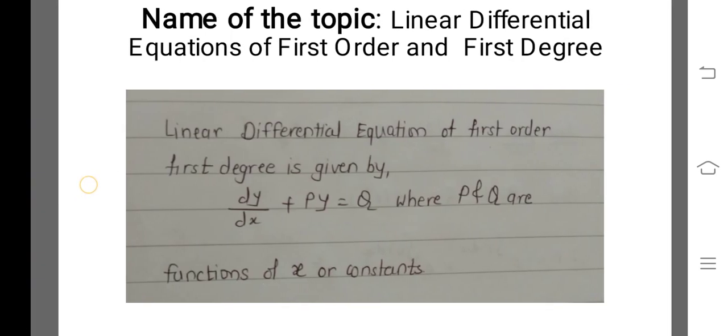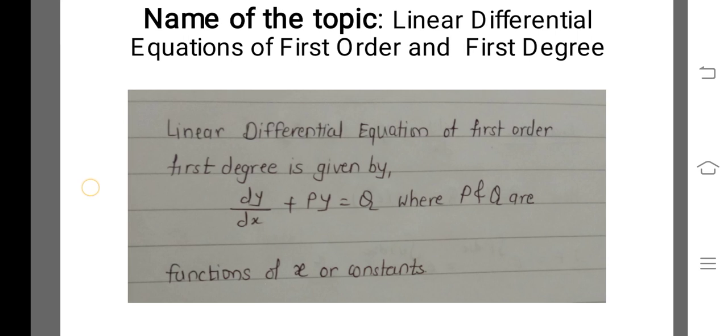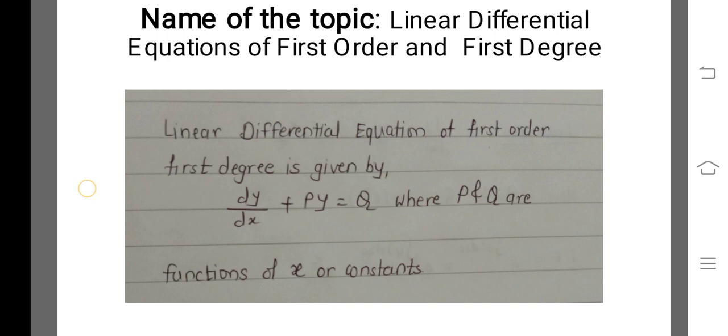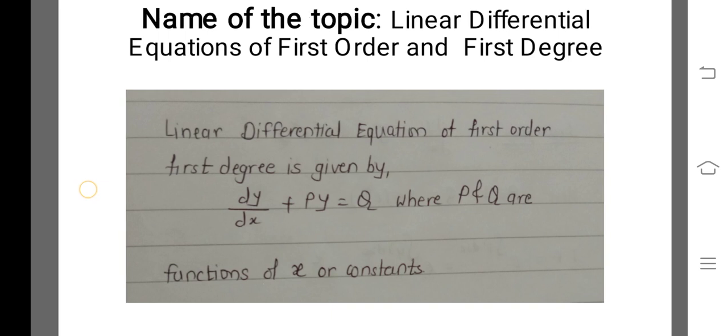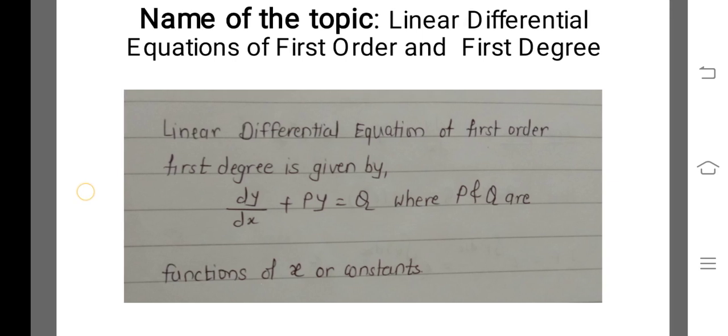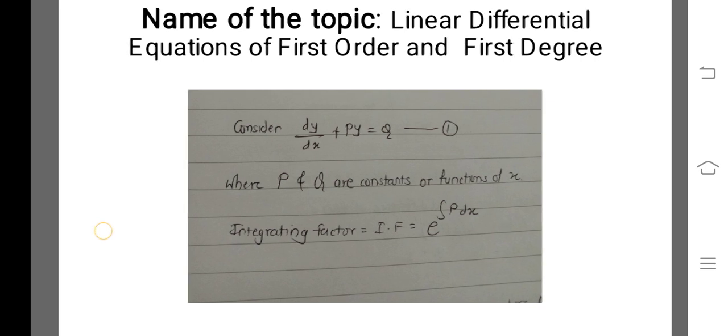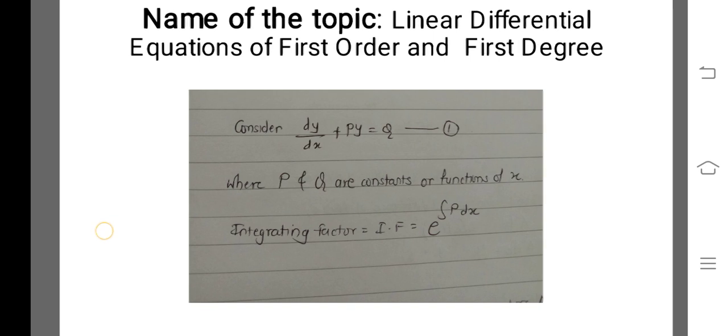A linear differential equation of first order first degree is given by dy/dx + py = q, where p and q are functions of x or constants. We will call this differential equation dy/dx + py = q as 1.